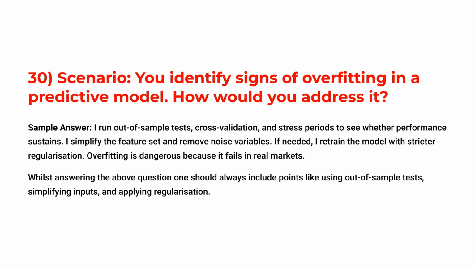Scenario. You identify signs of overfitting in a predictive model. How would you address it? Sample answer: I run out of sample tests, cross-validation, and stress periods to see whether performance sustains. I simplify the feature set and remove noise variables. If needed, I retrain the model with stricter regularization. Overfitting is dangerous because it fails in real markets. While answering the above question, one should always include points like using out-of-sample tests, simplifying inputs, and applying regularization.